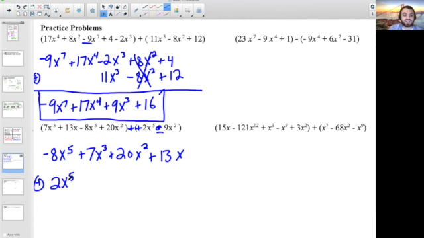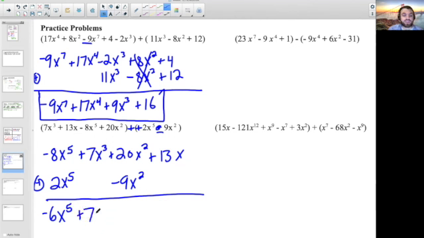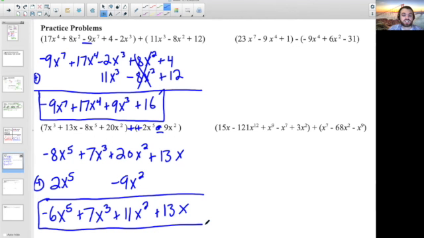2x to the 5th, and then minus 9x squared. And then we'll make our column. We got our column method here. So negative 8 plus 2, that's negative 6x to the 5th. 7x cubed, those go untouched. 20 plus negative 9 is 11x squared. And then you have 13x because it's 13x minus 0x.